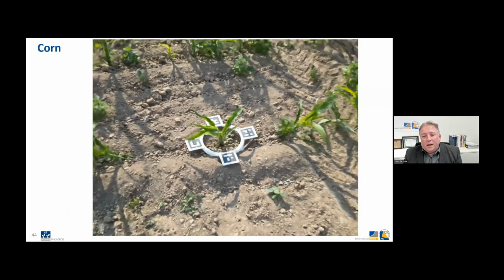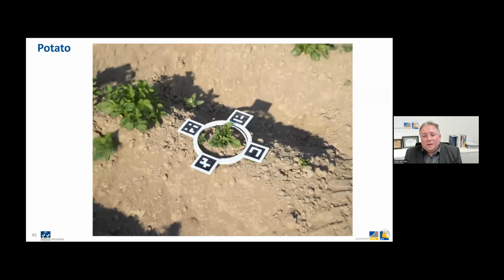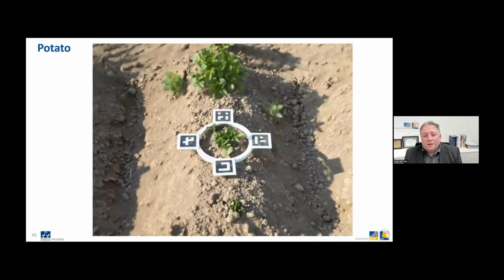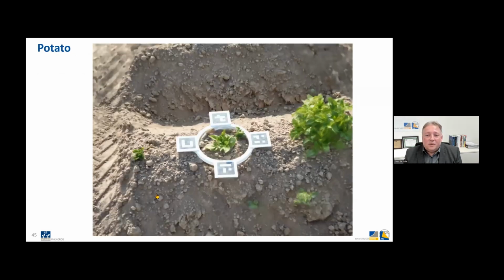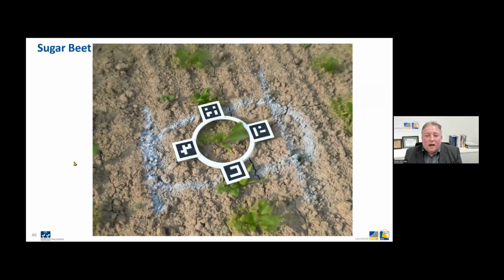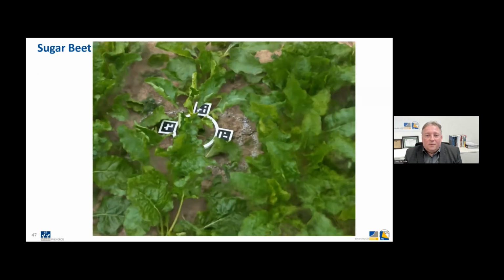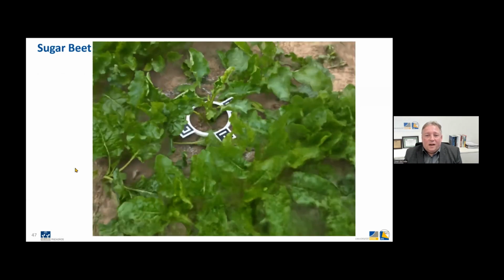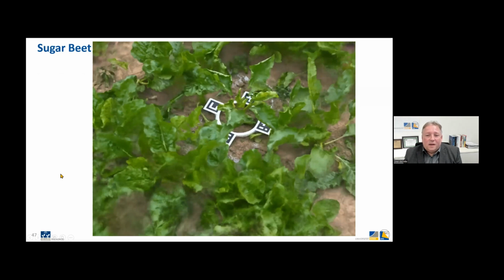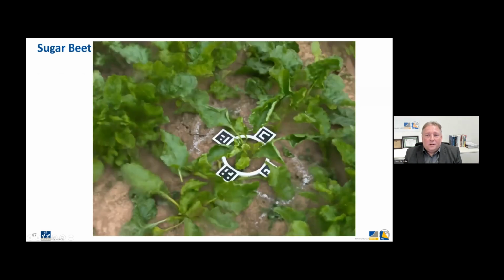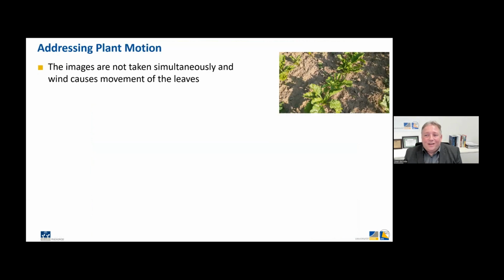And we have that also for different kinds of plants, here for potatoes. But sometimes you may see a little unsharp renderings that come from an issue that we have with this kind of measurement setup. And the issue is that we do not capture the images at the same point in time.